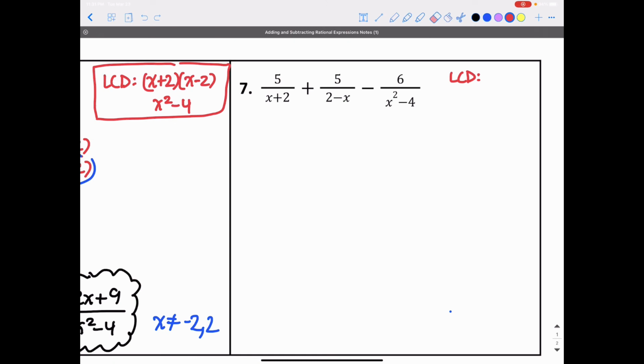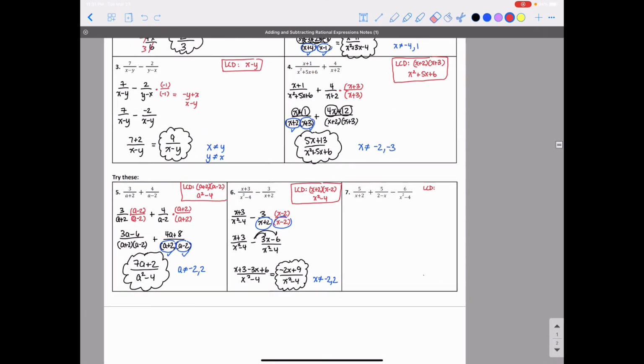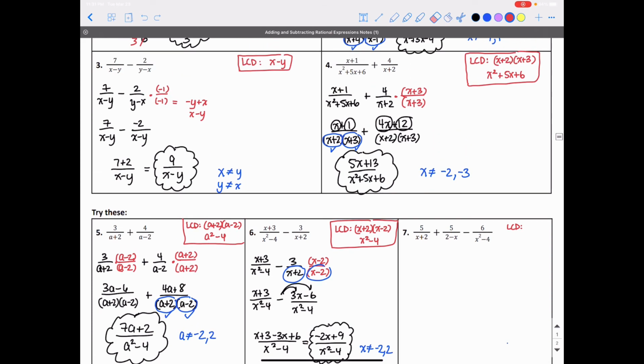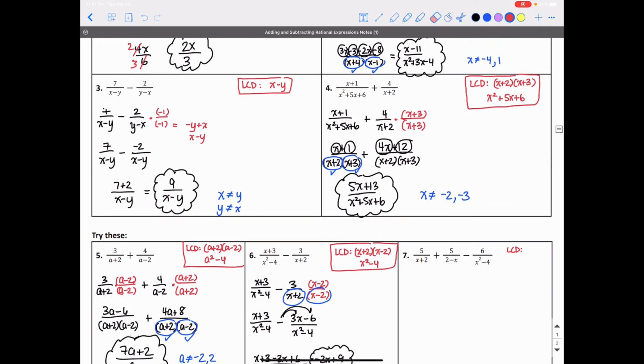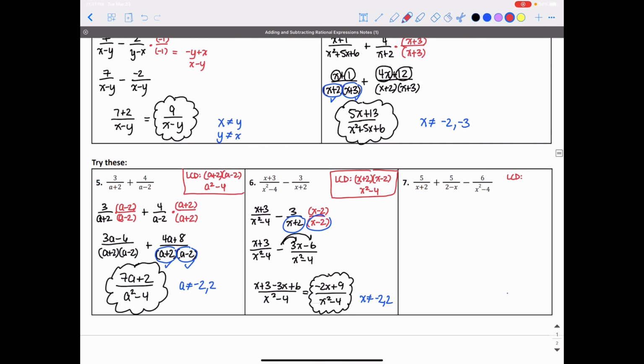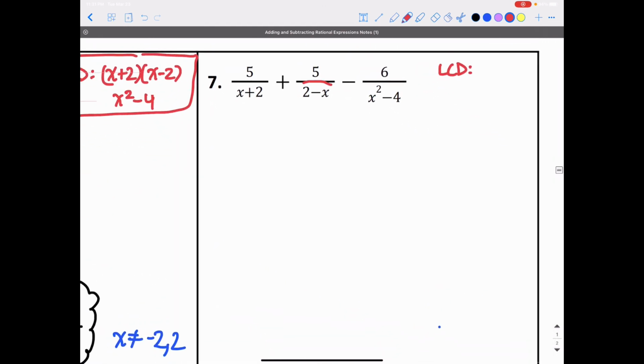Well, it doesn't look like it, but if we look at the other examples that we did, I had x minus y and y minus x were opposites of each other. So here, in this example, 2 minus x is actually the opposite of x minus 2, a positive x and a negative 2. So if I multiplied 2 minus x by negative 1, I would get x minus 2, which is a factor of x squared minus 4. So x minus 2 times x plus 2 is my LCD, which is x squared minus 4, because these two do fit into this one.